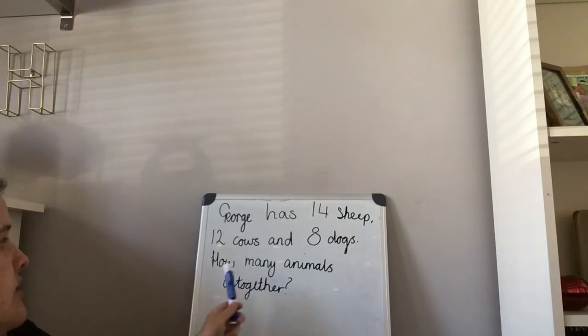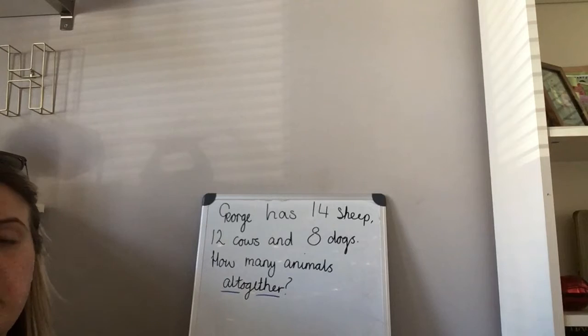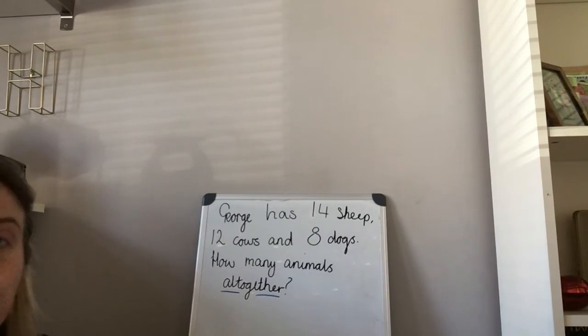How many animals altogether? Now it's really important that you read the full question first because it might ask you to do something different with the numbers at the end. So when we see the word altogether, we know that they want us to add because it wants to know if we put all of these animals together, what would our number be?